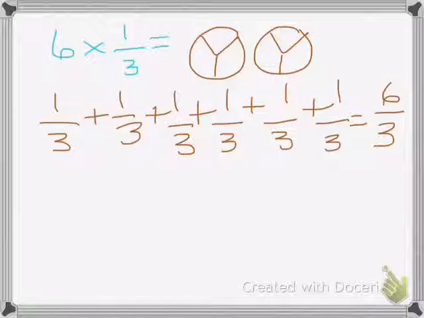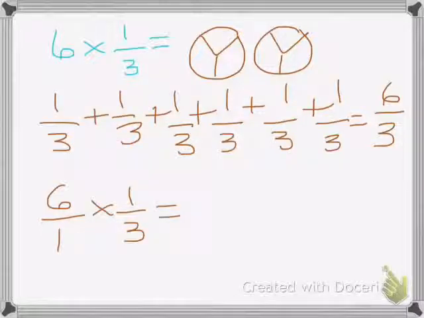Or I can also just use the traditional method of saying 6 is really 6 over 1 times 1/3, or 6 times 1/3, is a numerator of 6 and a denominator of 3. And 6 thirds can be simplified to 2 wholes.